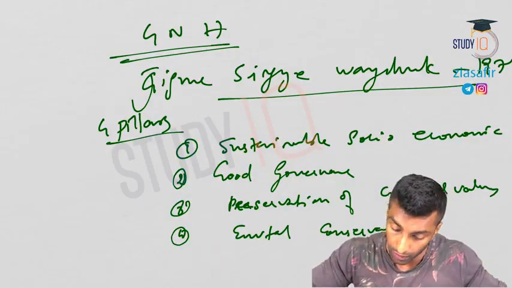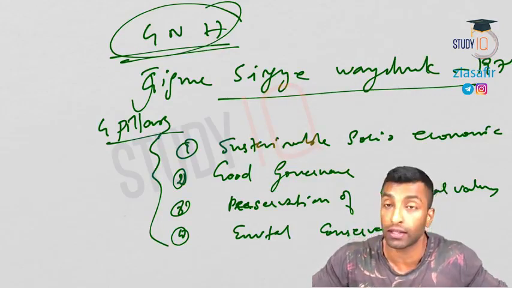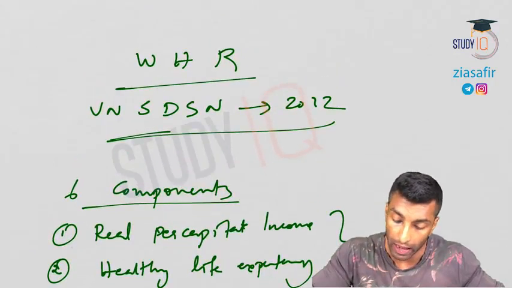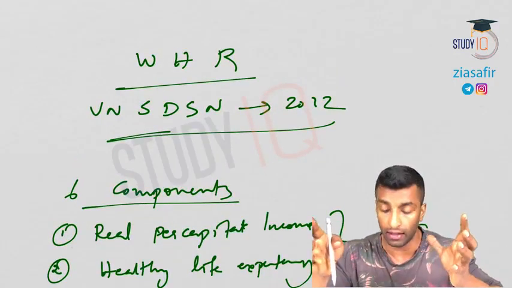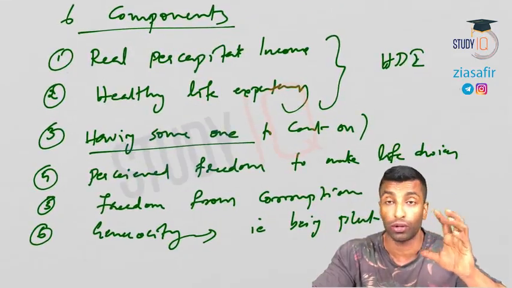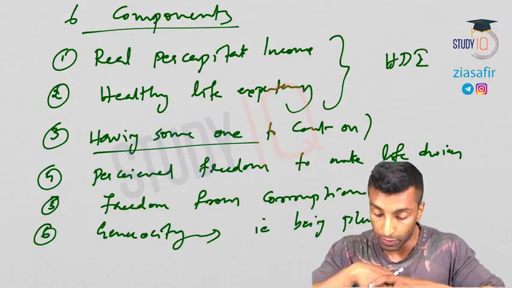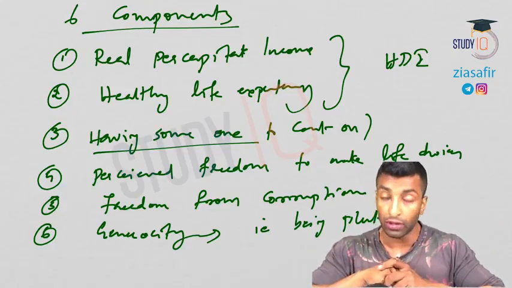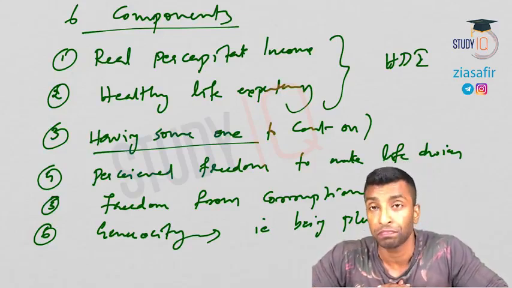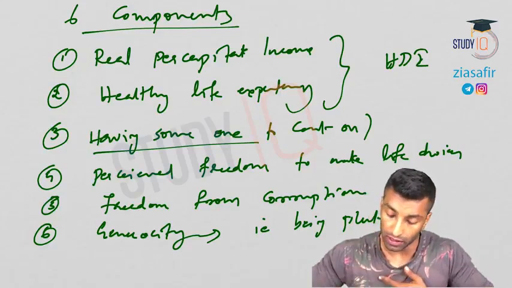So what you need to know here, GNH, gross national happiness, is based on 4 pillars and 33 indicators. I have just quickly discussed this. And also World Happiness Report, because for anything related to happiness, these 2 are what you need to primarily write. These are the 2 indices which are based on that. So 6 components: real per capita income, healthy life expectancy, having someone to count on, that means social support or social capital, perceived freedom to make life choices, and then freedom from corruption, generosity. I hope this is clear for all of you.